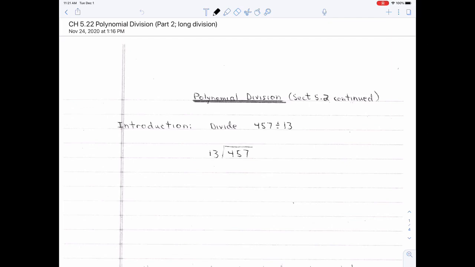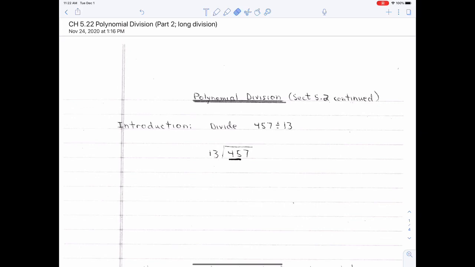Okay, so you put the 13 and the 457 in the little division symbol there. And then what do you do? You ask yourself this: what times 13 will give me 45? Notice, you don't have to look at the whole 457. It's what times 13 will give me 45 or something less than 45. Okay, well, 3 times 13 gives me 39, so I'll use that.